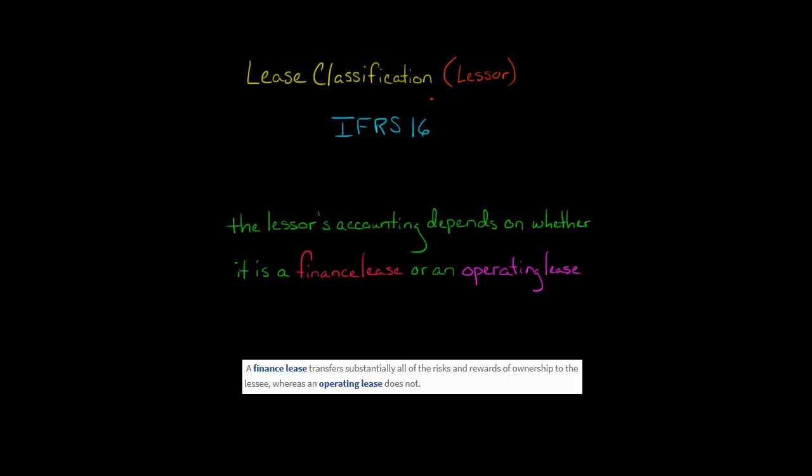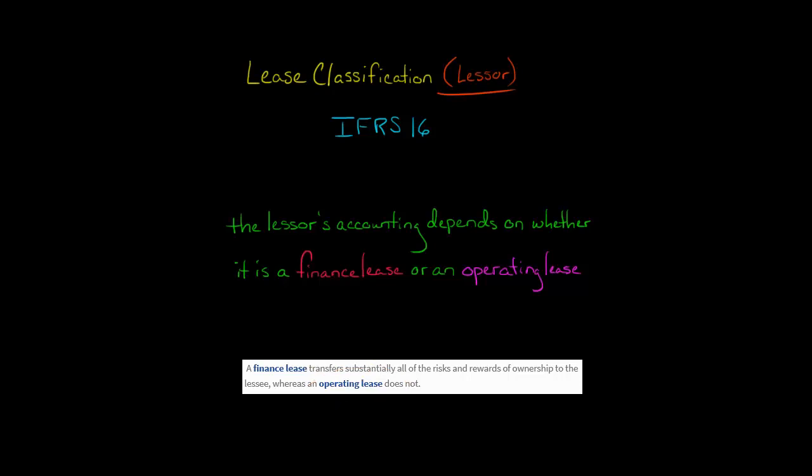Before we can discuss how a lessor would account for a lease under IFRS 16, we first need to understand how the lessor would classify the lease. So a lessor can classify a lease in one of two ways. It's either a finance lease or an operating lease. And the difference hinges on whether the lease transfers substantially all the risks and rewards of ownership to the lessee. If it does, then it's a finance lease. If it does not, then it's an operating lease.